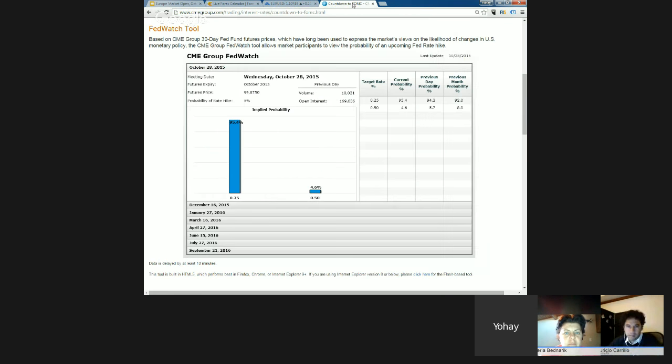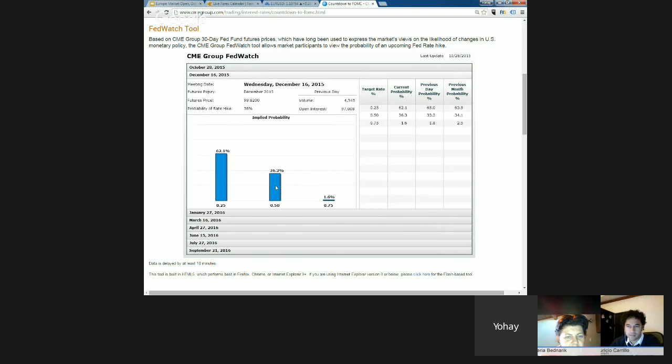Regarding expectations, what you see now on the screen are implied probabilities. In October, we're expecting 95% no hike, but for December it's now 62% for a hike. 62% against the hike, according to bond markets. So bond markets are not expecting a hike, but if you ask economists, it's the opposite picture. It's 65% thinking there is going to be a hike.